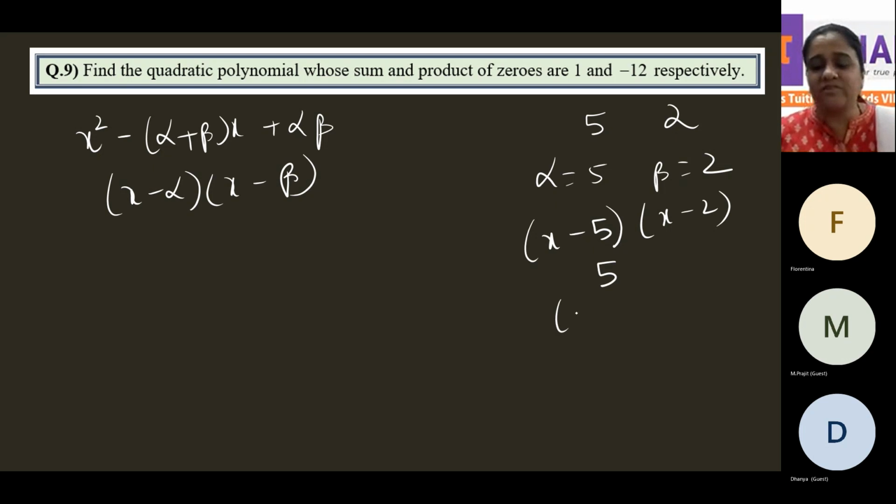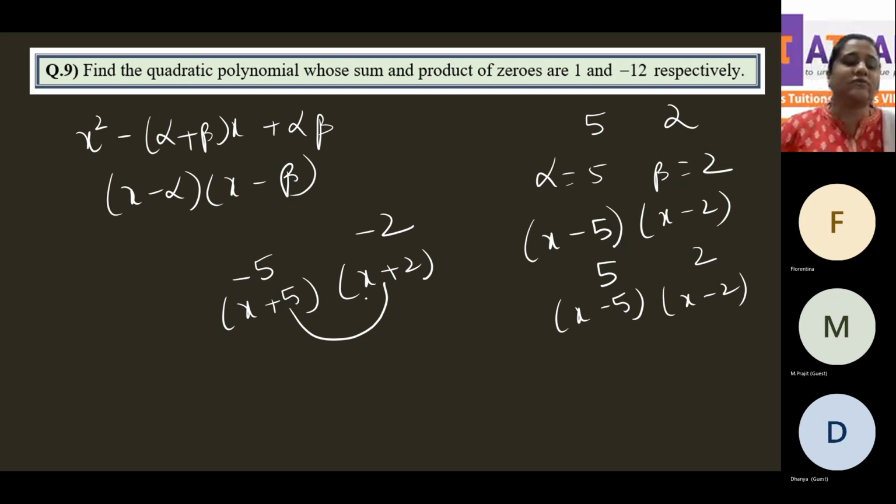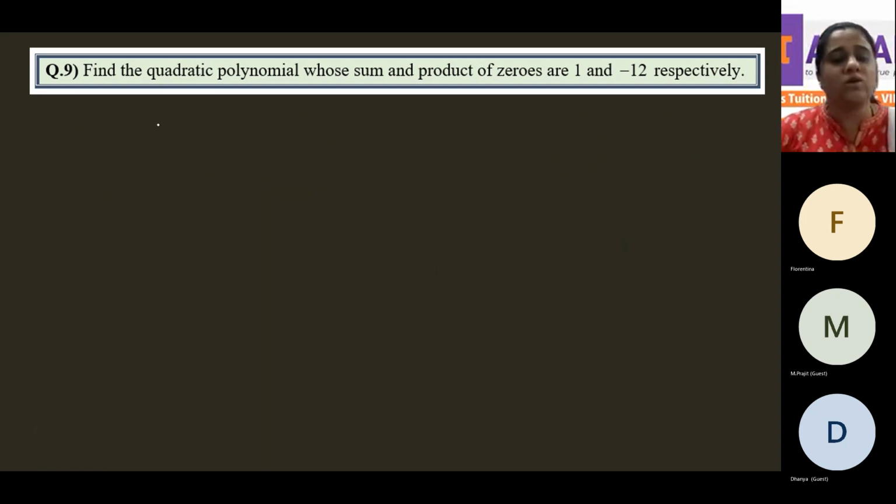If 5 is a zero, x minus 5 is a factor. If 2 is a zero, x minus 2 is a factor. If minus 5 is a zero, x plus 5 is a factor. If minus 2 is a zero, x plus 2 is a factor. The product of the factors will give you the quadratic polynomial. When you multiply these two, you'll get the quadratic polynomial. That's one way. You can get the quadratic polynomial using any one of these two.